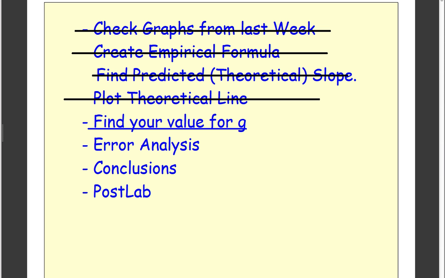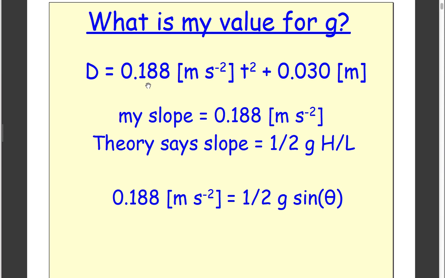In this movie, we're going to look at finding our value for g and the error analysis, the uncertainty propagation, and then conclusions. So let's just start right off with finding my value for g, and I'd like you to find your value for g. Here's the equation. 0.188 meter per second squared times t squared plus 0.030 meters. That's my equation. You'll have a different slope and a different intercept.